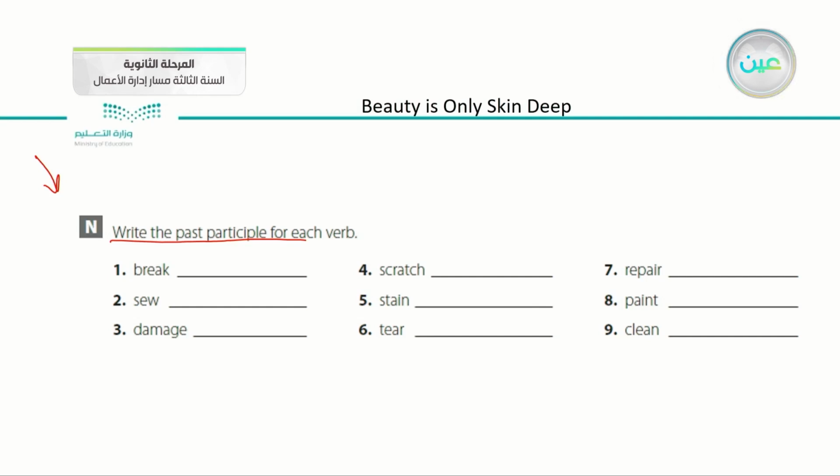The first one, break, as we have many examples, is broken. Number 2, the word sew is sewn. Number 3, damage. It's not an irregular verb, so it is a regular verb, so it accepts adding the ed. The answer is damaged. Number 4 is scratched. Number 5, stained. Number 6, tear is an irregular verb, so the answer is torn. Number 7, repair, becomes repaired because it's a regular verb. Number 8 and number 9, they both take the ed at the end.